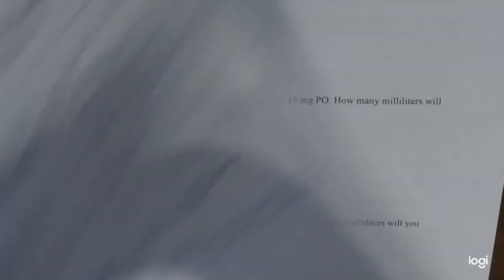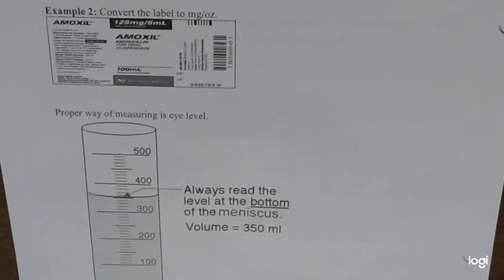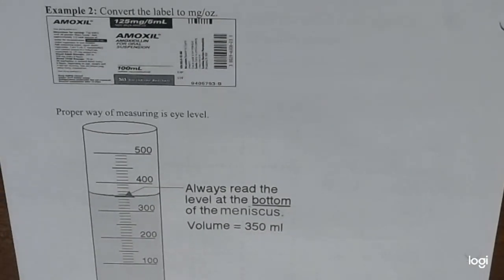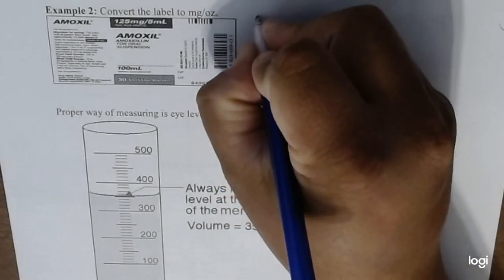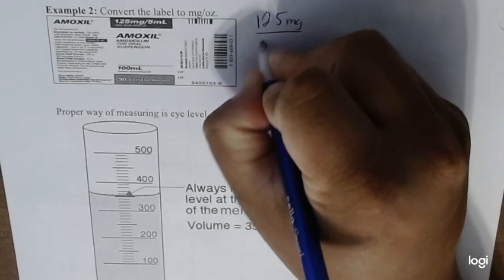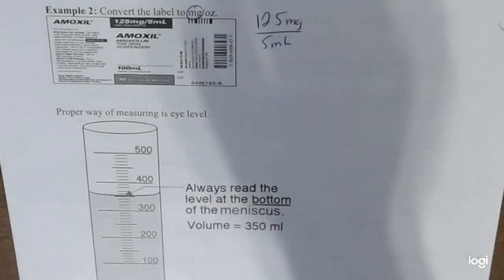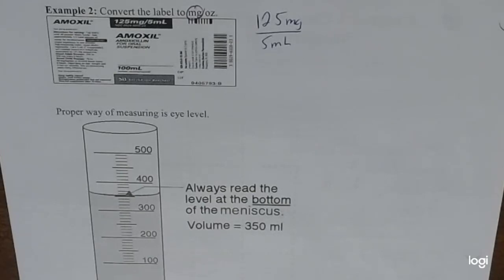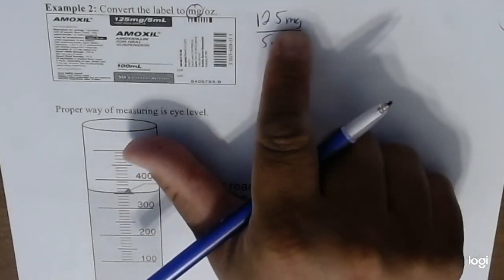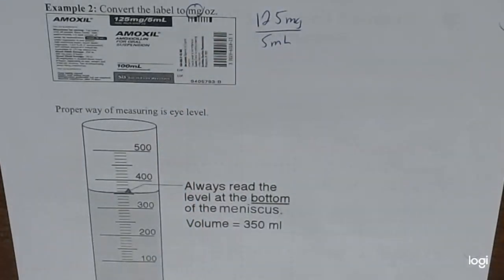Right, let's do another one. Example 2. It says convert the label to milligrams over ounces. So using our label here, we're told that this label has 125 milligrams over 5 milliliters, correct? Now notice, we already have half the problem. We want it in milligrams over ounces, so we already have milligrams. So essentially now the question is convert milliliters into ounces, and we're actually done.